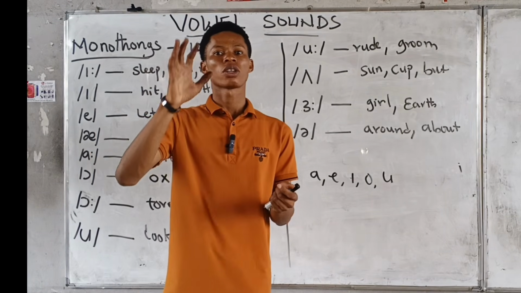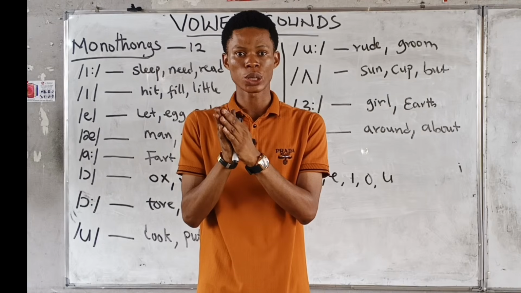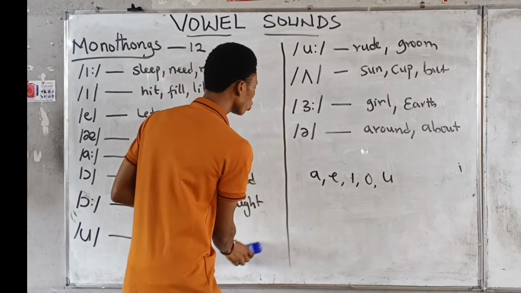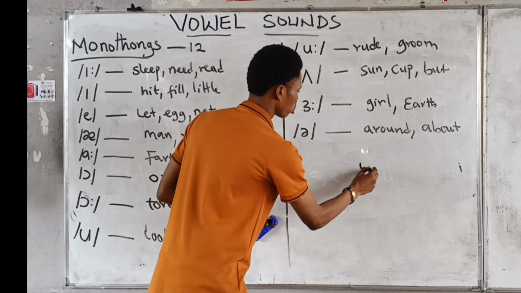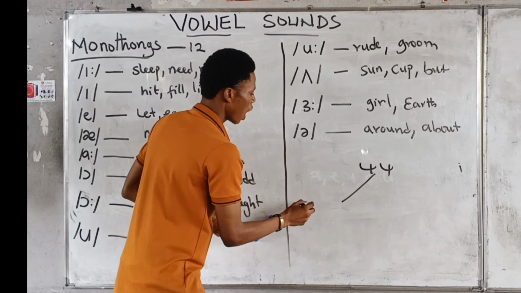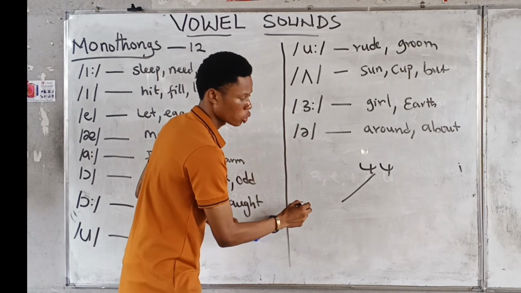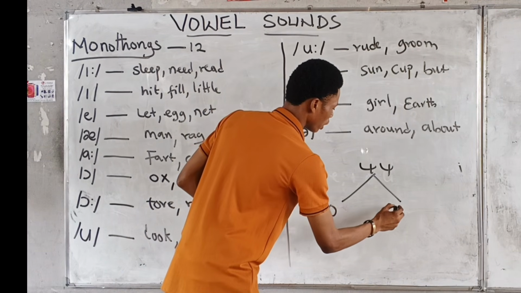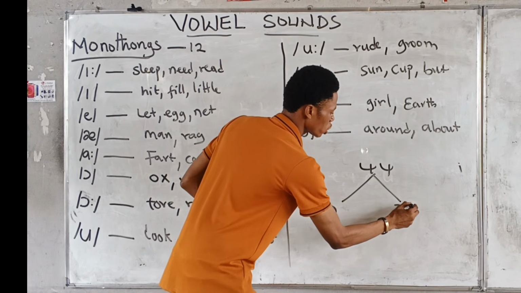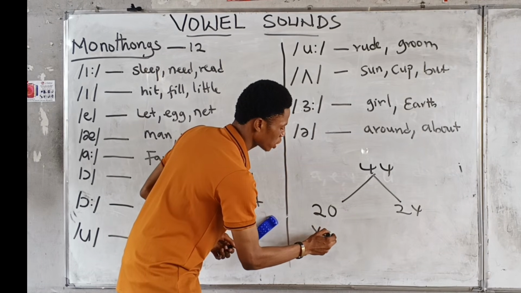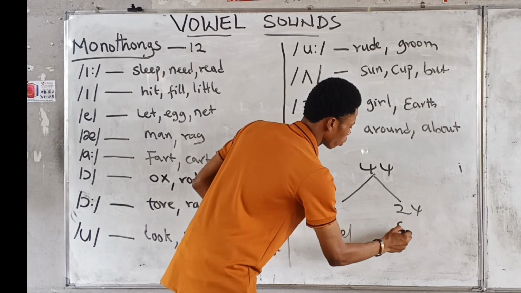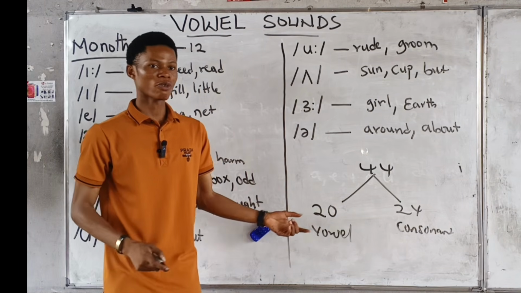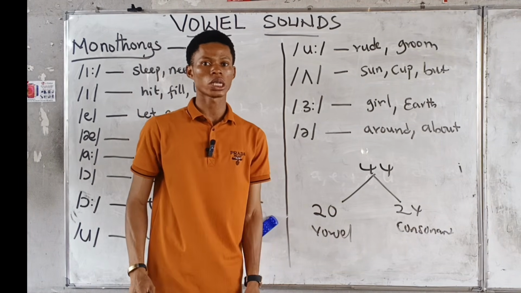Now we have 44 phonetic sounds. How many phonetic sounds do we have? 44. Now out of the 44, how many are vowel sounds? 20 are vowel sounds. And how many is remaining now? 24 are consonants. So we have 20 vowel sounds and 24 consonant sounds.